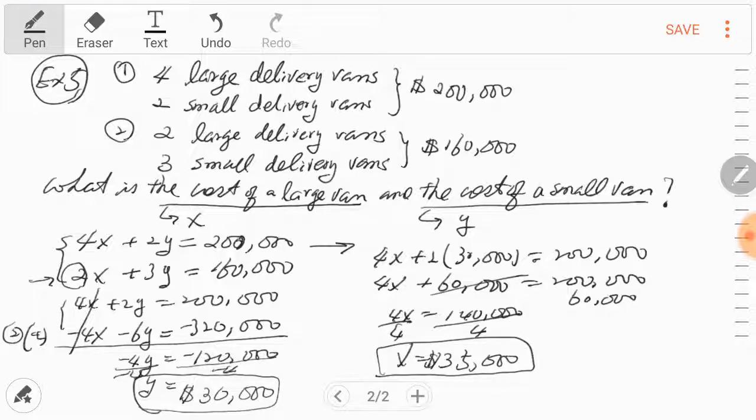So when we face a word problem, carefully read the question and write the system of equations, and then set the variable x and y based on the question.